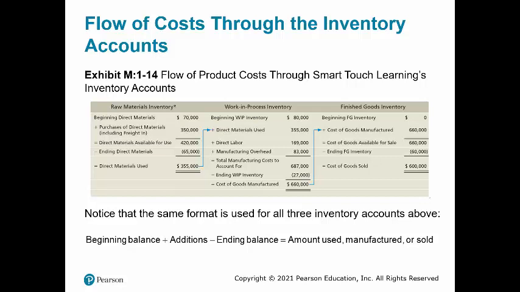Notice in the calculations that are shown on this slide that they all follow the same format. You start with your beginning balance, you add to that any additions, and subtract any ending balance to get either the amount of direct materials used or the cost of goods manufactured or the cost of goods sold.